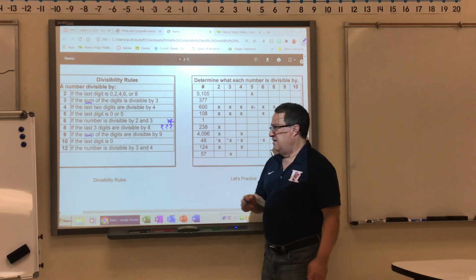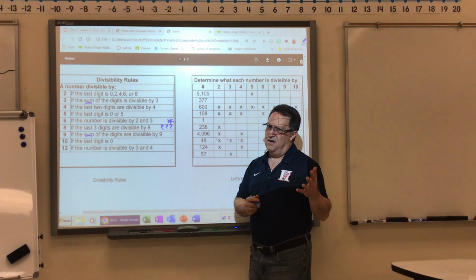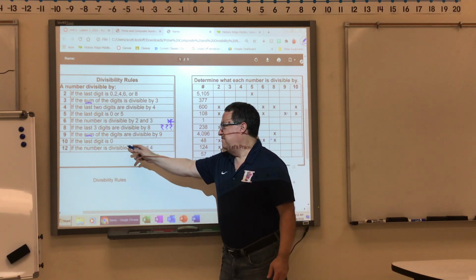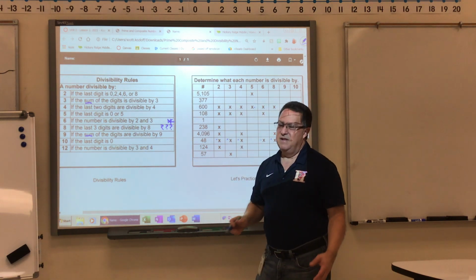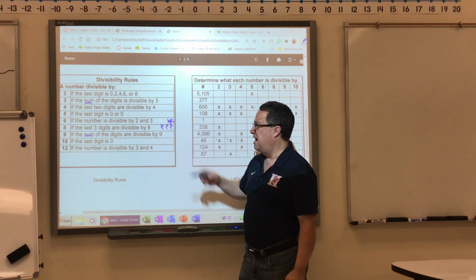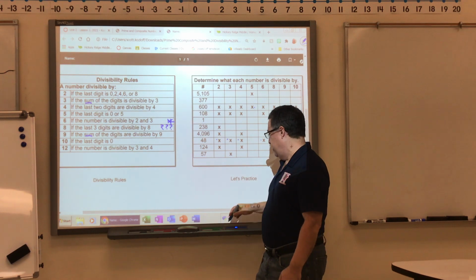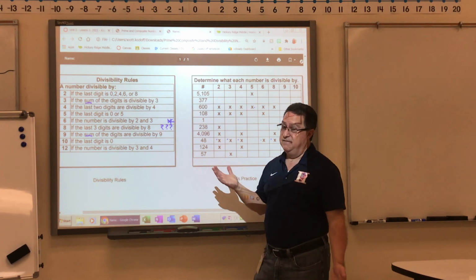Okay? There you have it. I added the number 12 on here just because that's also kind of cool. If the number is divisible by 3 and 4, then it is divisible by 12. But for the most part, we're going to be talking about 2 through 10. And there you have it, divisibility rules.